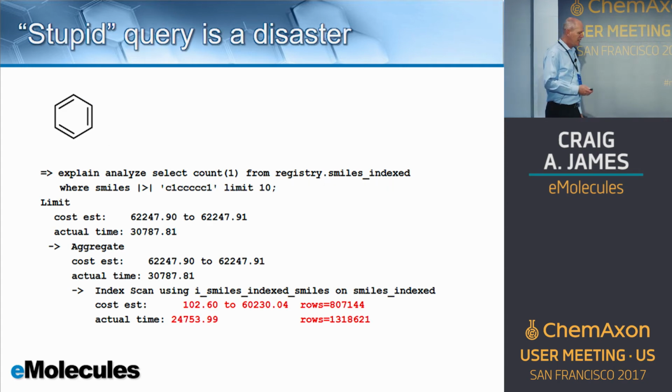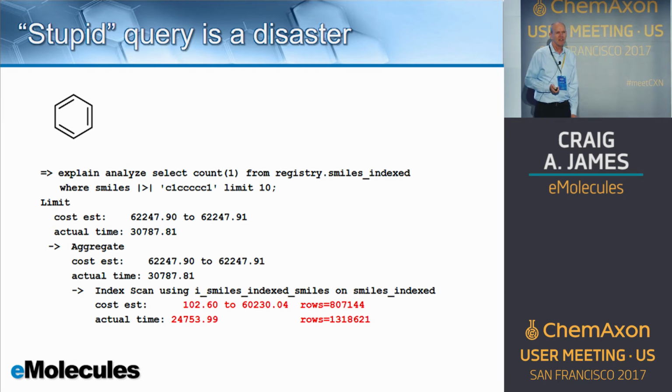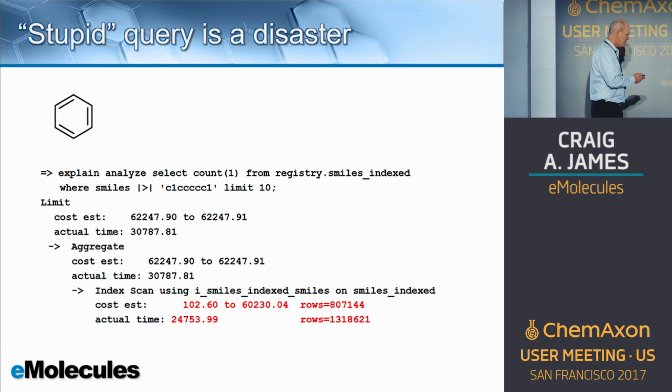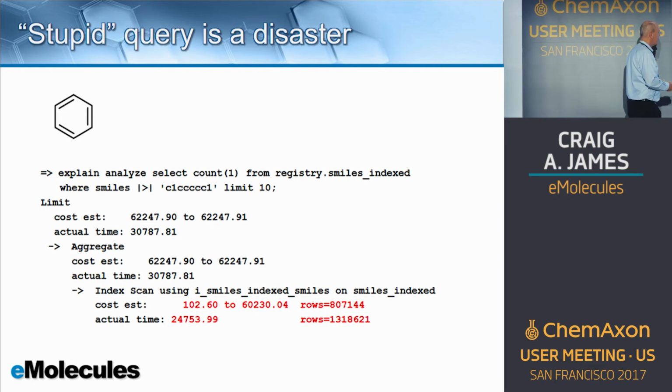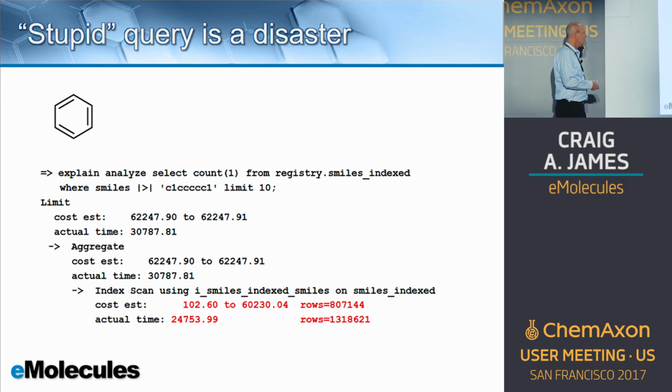Now look at this one. Interestingly enough, it's the exact same plan. In other words, it couldn't tell the difference between those 2 queries when it was doing the SQL plan. So this time, instead of taking 700 milliseconds, it takes 24 seconds, and it comes back with 1.3 million rows. What does it do then? It throws out all but the first 10 of them. This is not an optimal plan.